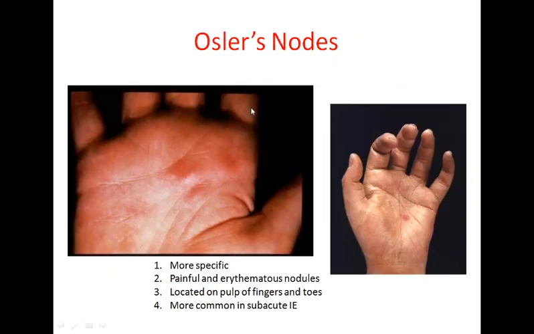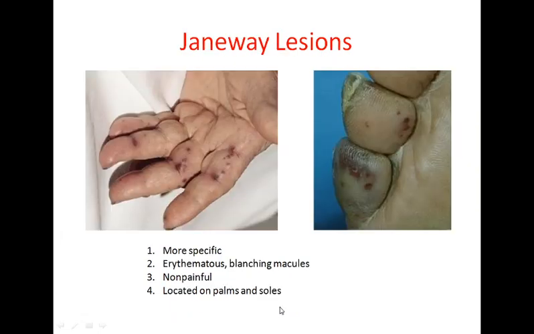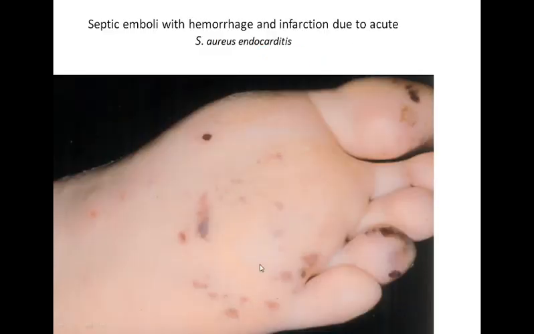Osler's nodes, again, very interesting. They are more specific to endocarditis. They are painful and erythematous nodules located on the palm of fingers and toes, more common in patients with subacute infective endocarditis. Janeway lesions, again, more specific for endocarditis. Those are erythematous blanching macules, non-painful, located on palms and soles.